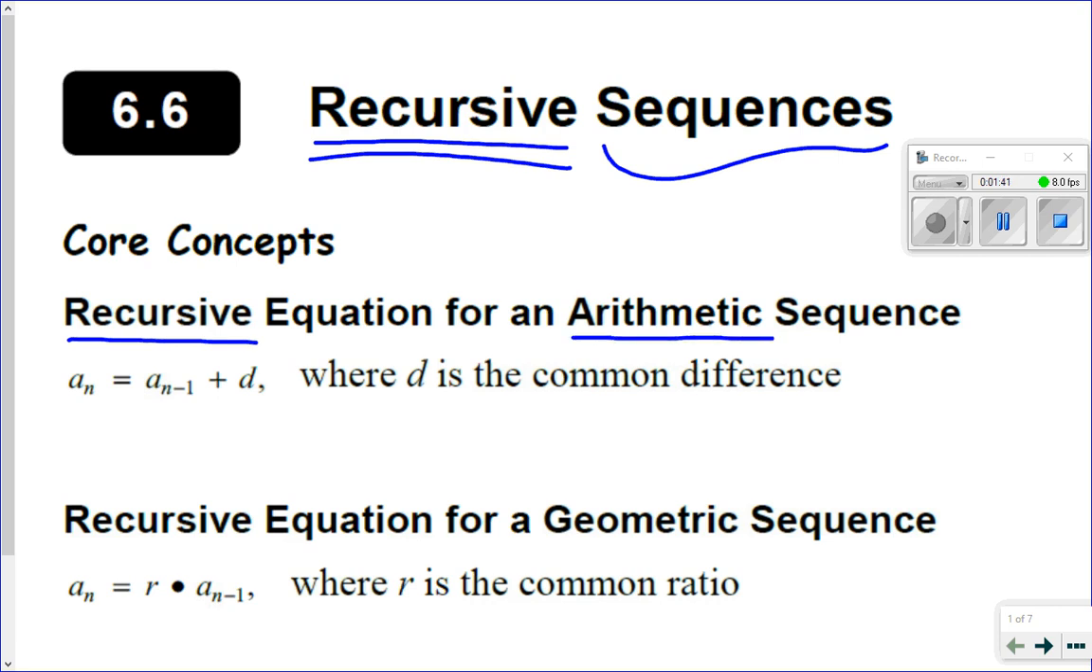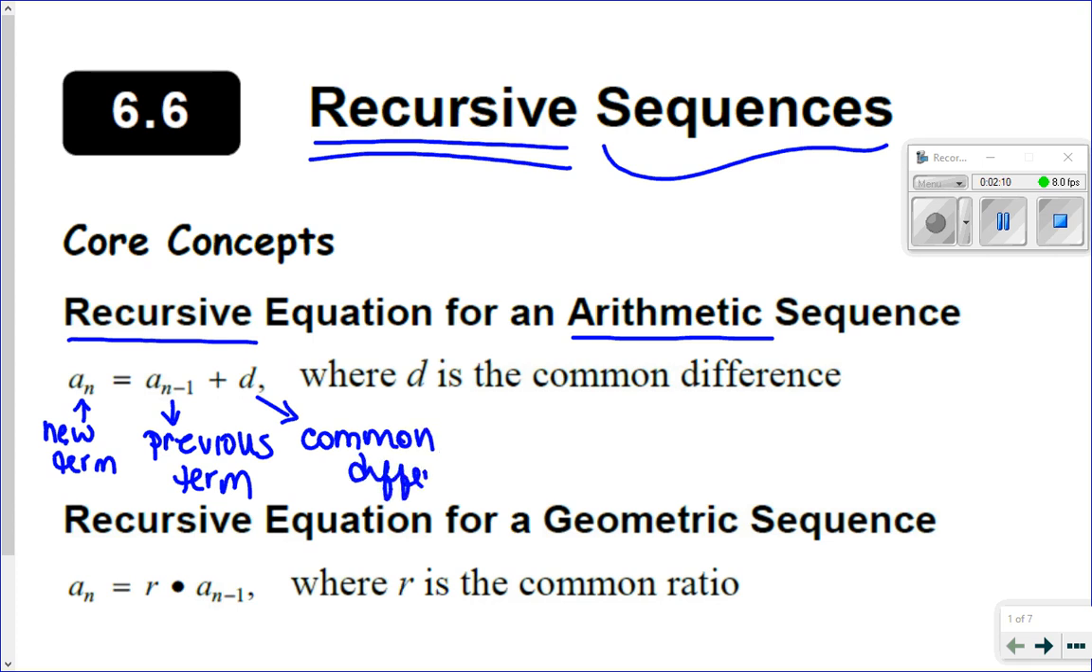Okay, so all it does, it's really just very basic. All the recursive says is, hey, each new term in the sequence is the previous term plus the common difference. Okay. So honestly, you've been doing recursive, at least in your head or in your conversations, already. Because when we describe the pattern, just to give you a little example, let's say I've got this right here.